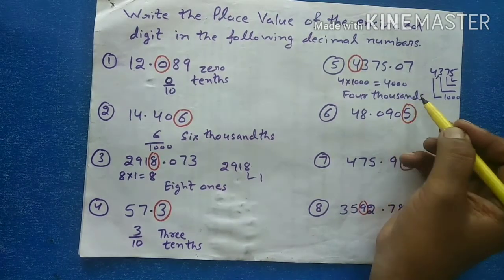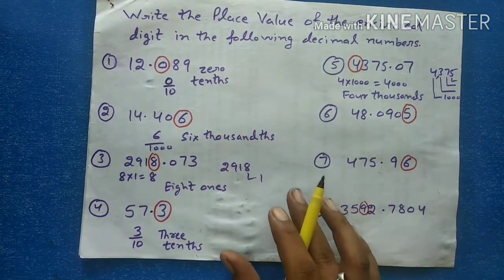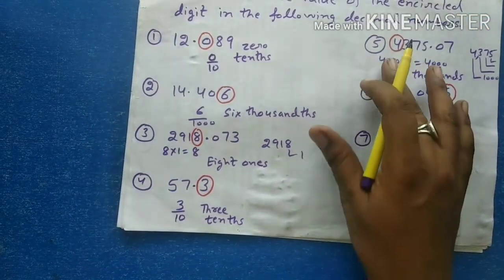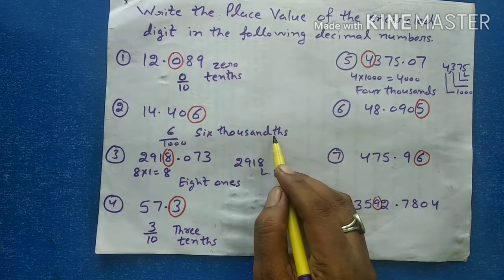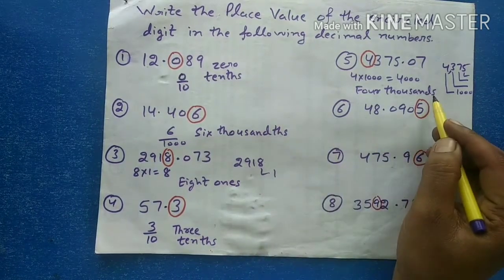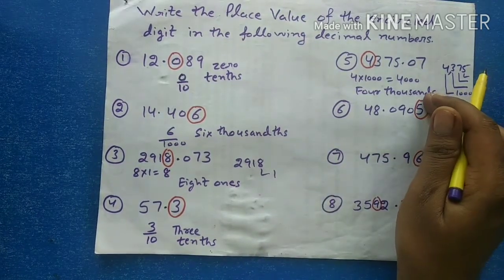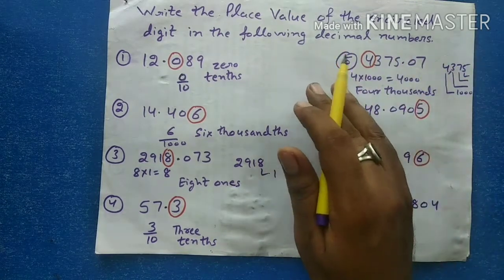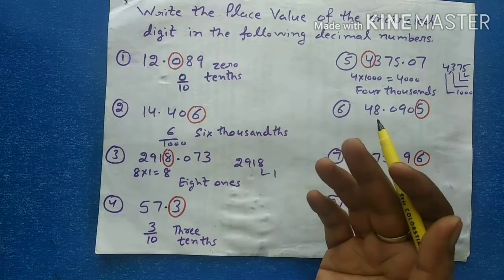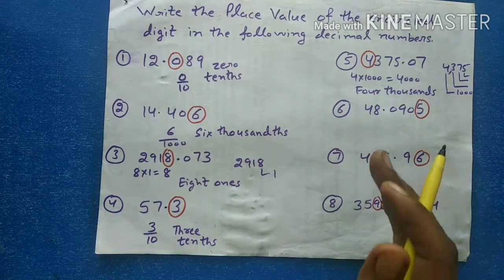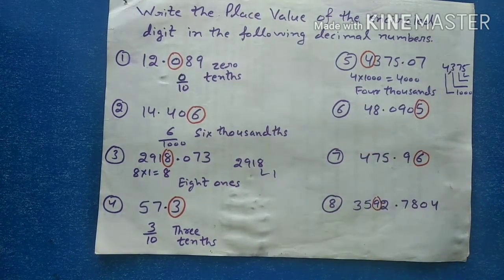So we shall write it as 4 thousands. Student, check the difference between question number 5 and question number 2. You see here thousandths and here thousands. Thousands are written for the whole number part and thousandths are written for the decimal part of the decimal number.